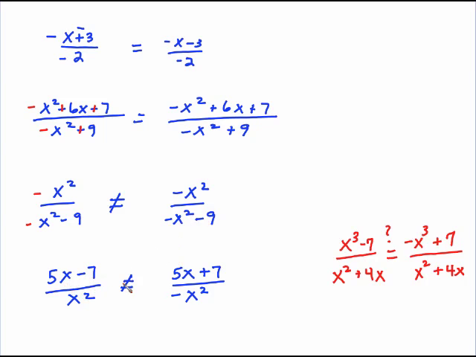Here's another example. 5x minus 7, is it equal to this over here? No, because I did change the minus to a plus here. This got changed to a negative, but this is still a positive 5x. This is still a positive 5x, so there was not an equivalent sign change.